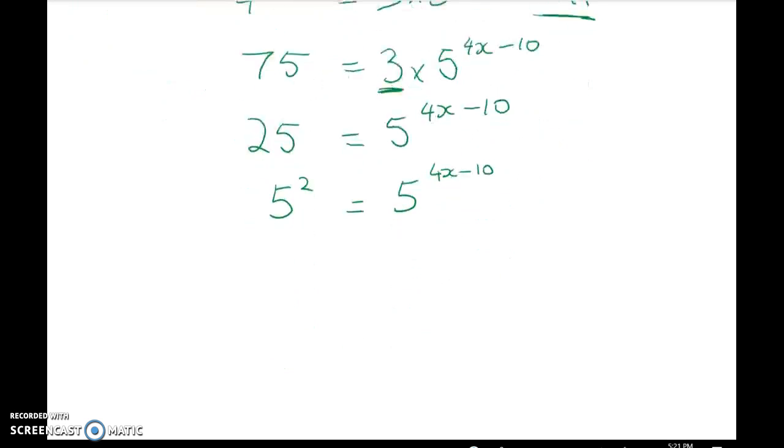So we're going to equate the powers, and we get 2 is equal to 4x minus 10, 12 is equal to 4x, and x is equal to 3.